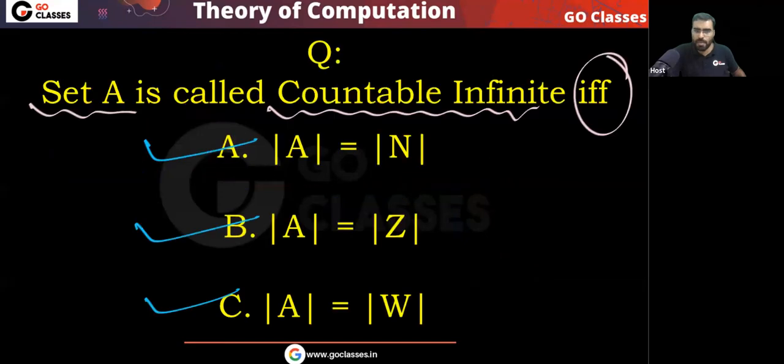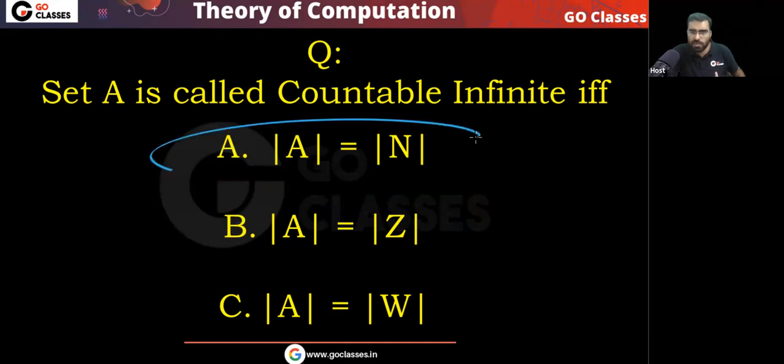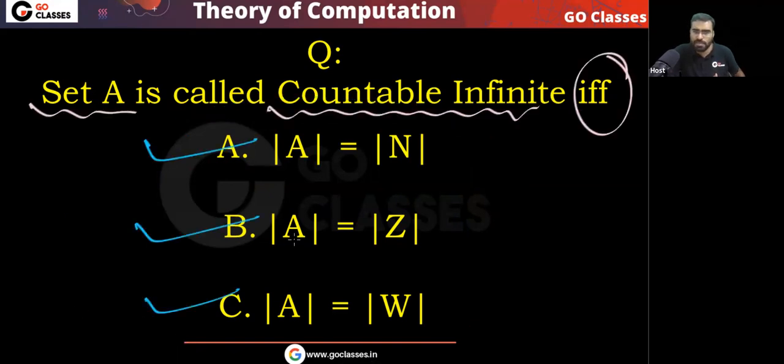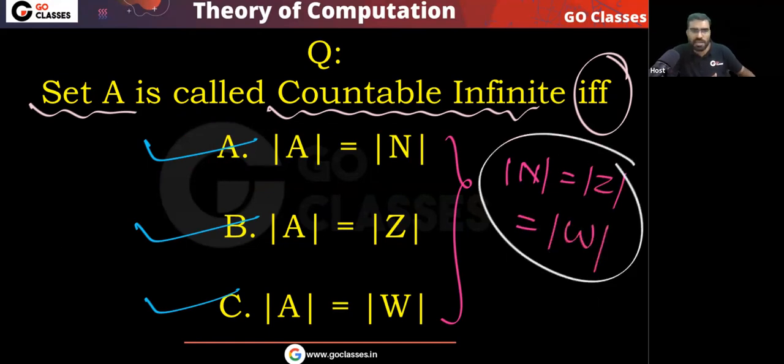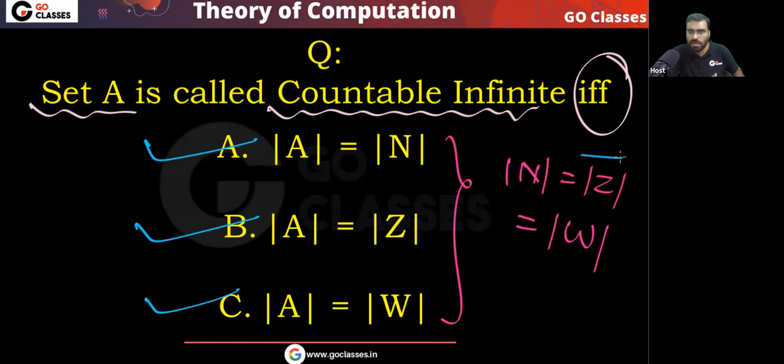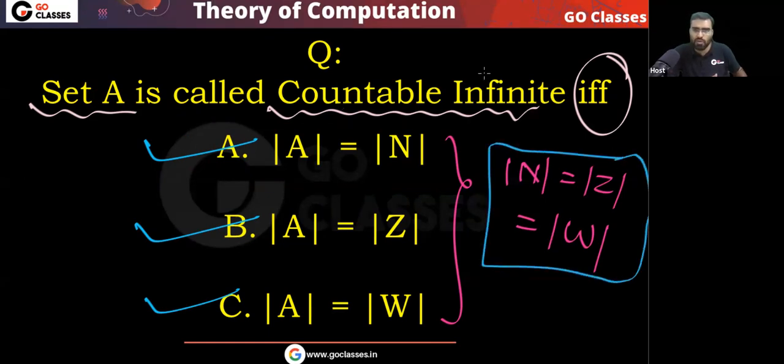So remember, initially we defined countable infinite in this term. But actually you can define it in terms of any of them, because ultimately they have the same size. The set of natural numbers, set of integers, set of whole numbers, all of them have the same size. So you can define this countable set in terms of any of them.